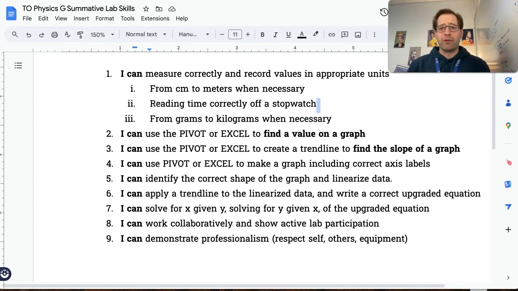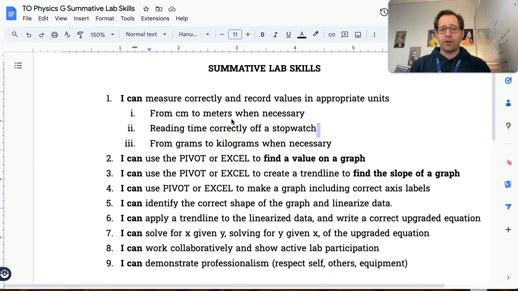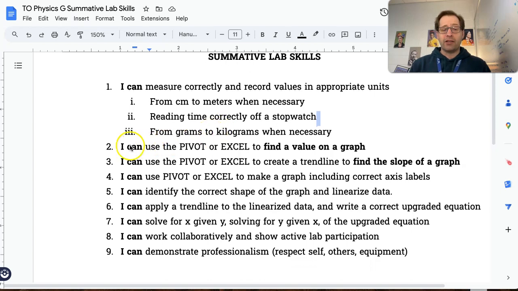In this video I want to reiterate the ideas of lab skills and apply them to our pivot labs. In particular, we're going to focus on these 9 lab skills for the unit. And in this video, I'm going to highlight the skills that go with the pivot, graphing, and also linearization. So those would be 2, 3, 4, 5, and 6. So we're going to take a look at those in particular and how they apply to our Unit 4 lab.